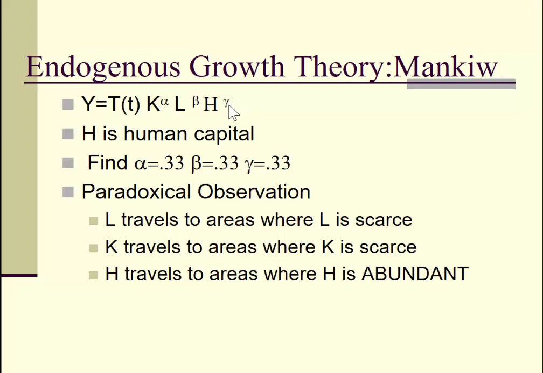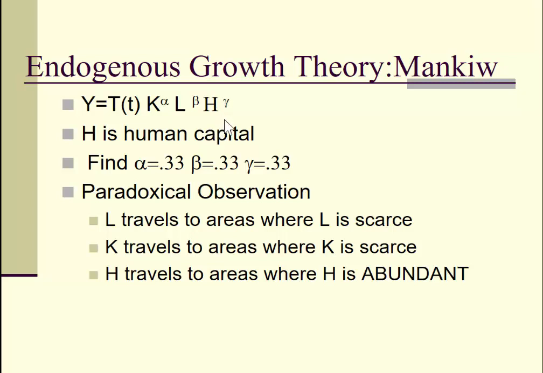Some empirical tests done by Mankiw found that alpha would be 0.3, beta was 0.3, and the returns to human capital were 0.3. So now we have a fix, we have a growth theory that actually does what we want. It finds us a set of values that fit the world a lot better than before.